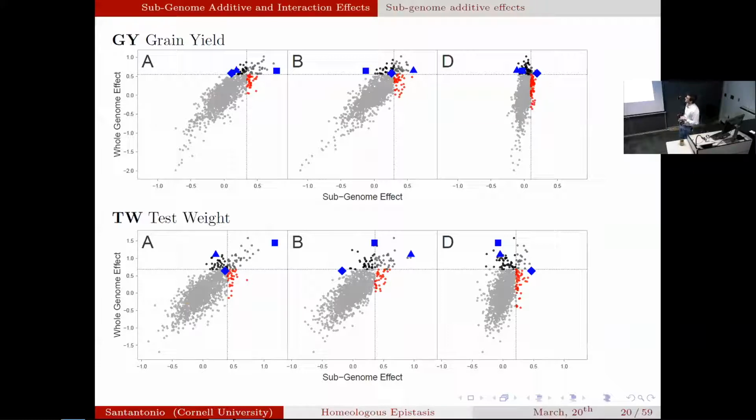And so what I've done here is I've plotted the breeding values, or the value that we assign to the individual, based on its whole genome or the subgenome effect, A, B, and D. And then I've highlighted the best 5% of the individuals here. What I want to point out briefly is that the individual that has the best A genome here is not the individual with the best whole genome, nor does it have a particularly good B genome. It's very moderate for B genome. And similarly, the best B genome individual has a moderate A. And so these are the blue squares.